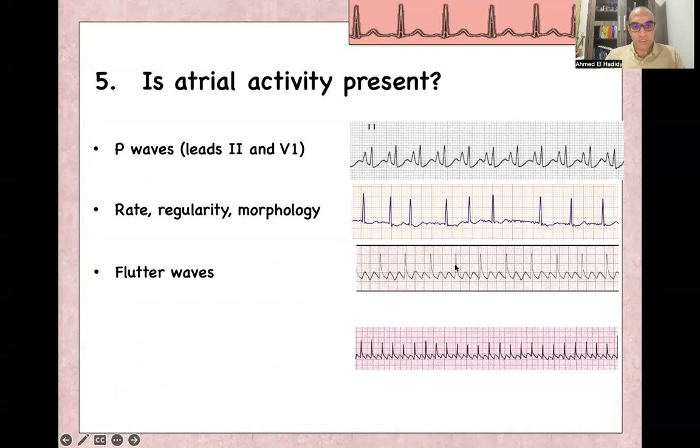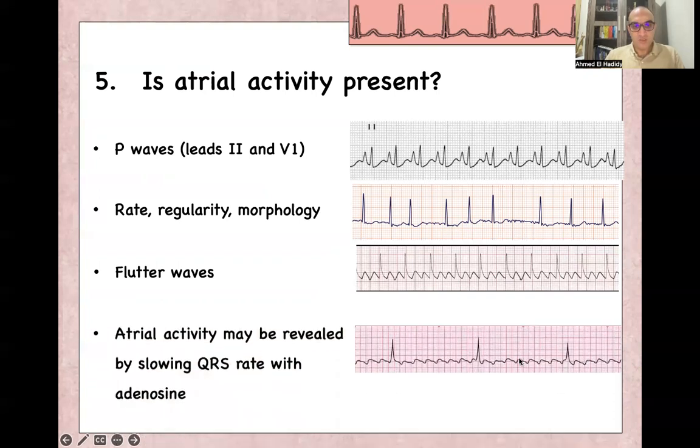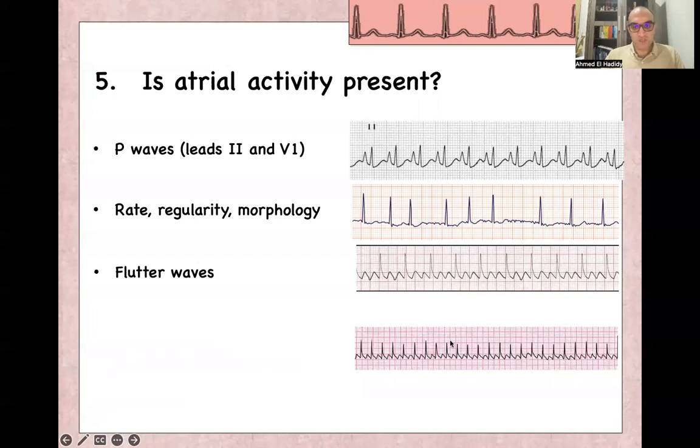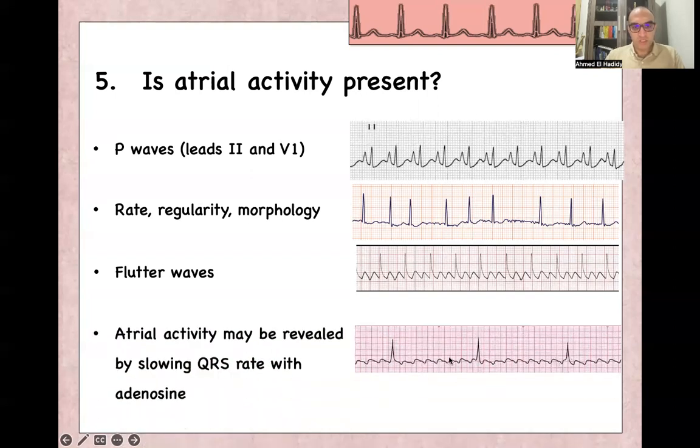Here, there is no atrial activity. This is flutter waves. Also, this is flutter waves here. And if flutter waves like in this one are very fast and you cannot make sure these are flutter waves, you can give adenosine to the patient. It will slow the QRS activity and show the flutter waves obviously in the same patient.